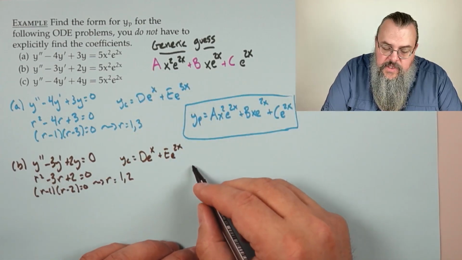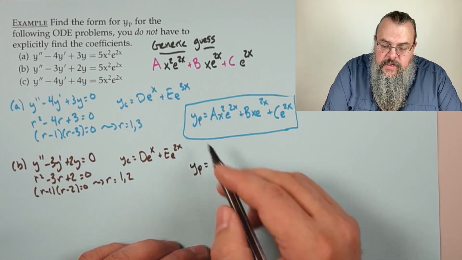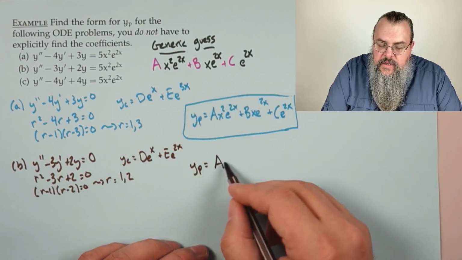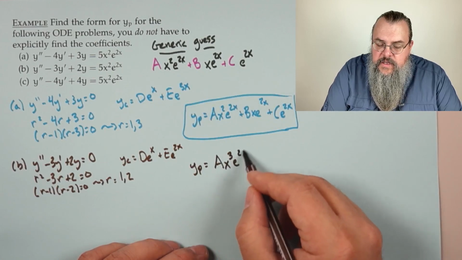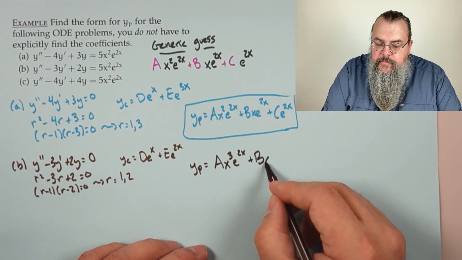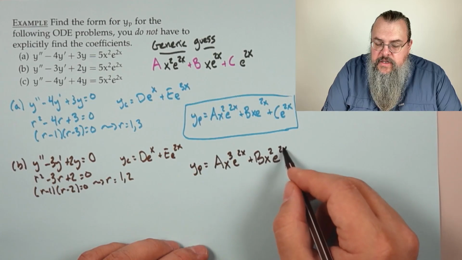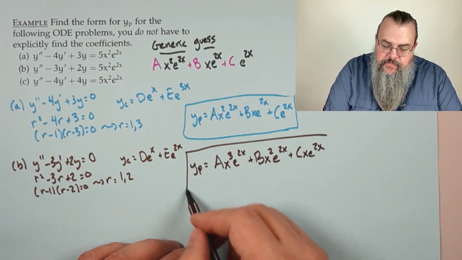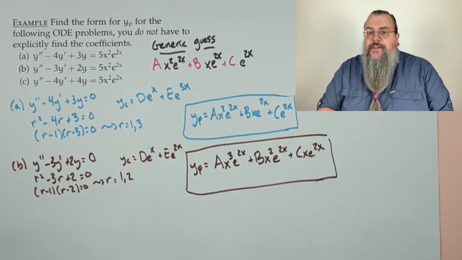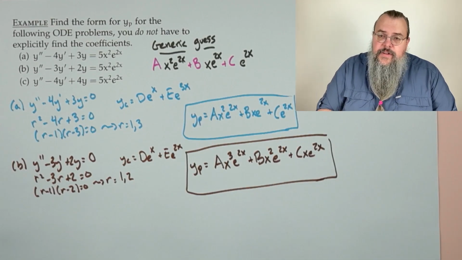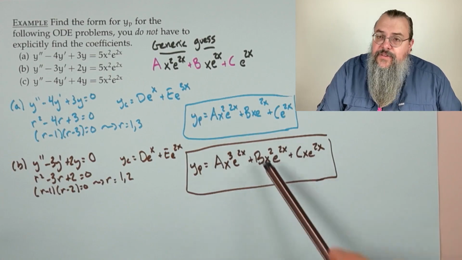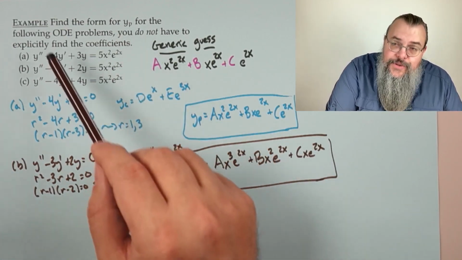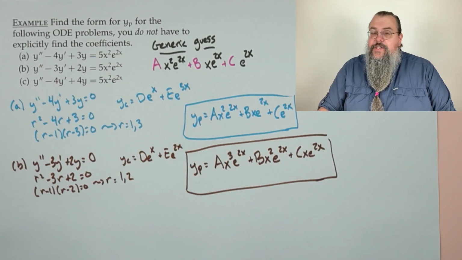So what does our solution look like? Well, to bump, we're going to add a factor of x: a x cubed e to the 2x, b x squared e to the 2x, c x e to the 2x. All right, good. Notice these are actually different guesses. So the guesses aren't just the right-hand side. You do need to take the left-hand side into consideration.